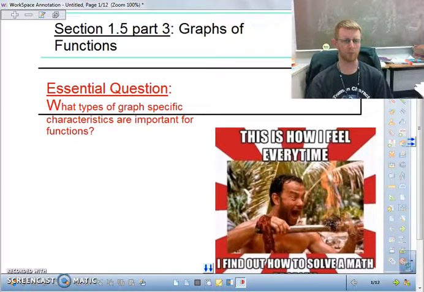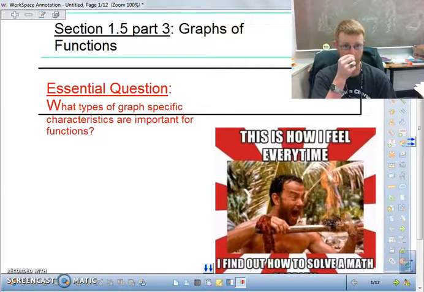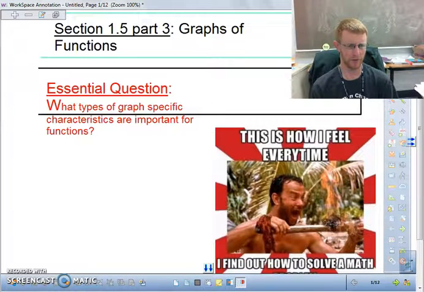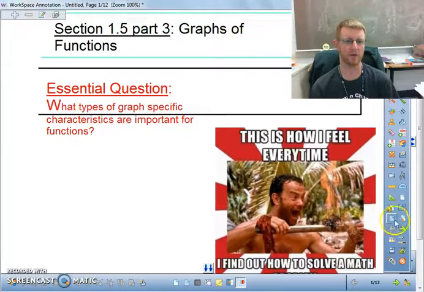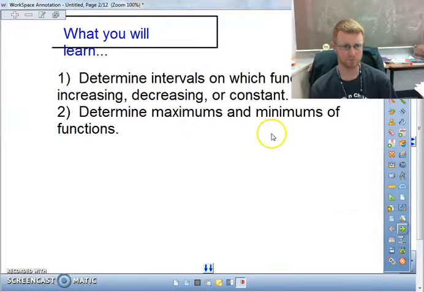This is the last section of 1.3 or 1.5. So part 3, graphs of functions. And really what we're going to get out of this section is there will be some review of things that you've already learned, but it really is the big part about 1.5 that is a segue into what calculus will start doing with the graphs of functions. So hopefully we're going to get something out of this that will get you prepared for calculus whenever you take that. So the essential question is what types of graph specific characteristics are important for functions.